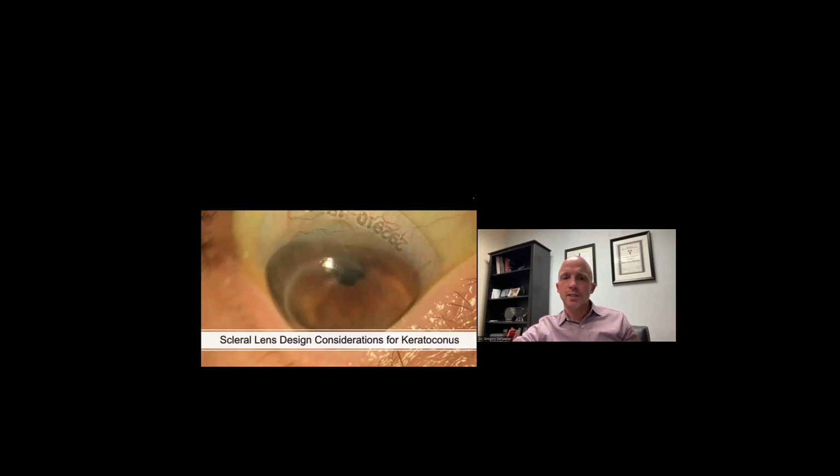Well, when we consider scleral lens designs for keratoconus, I think about it in two aspects. Number one is we just need to vault the cornea. And out of the two, that's typically pretty easy. That's the easier aspect of it. The area where we run into more science and art of the fitting process is really trying to match up the scleral lens landing zone design with the particular eye shape that we're presented with.